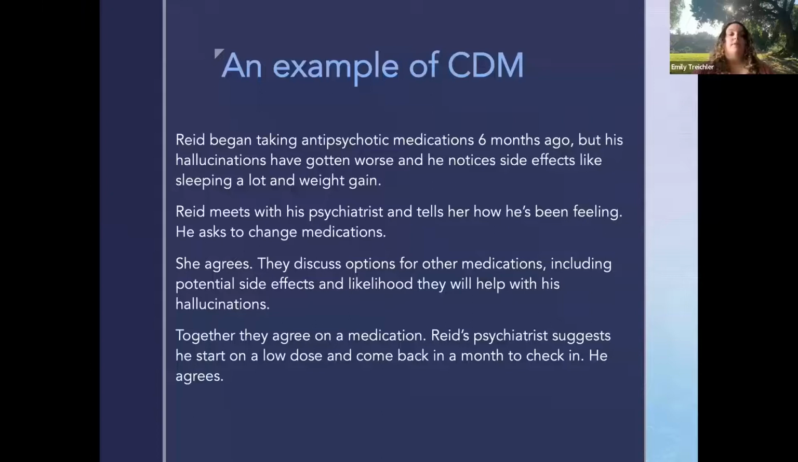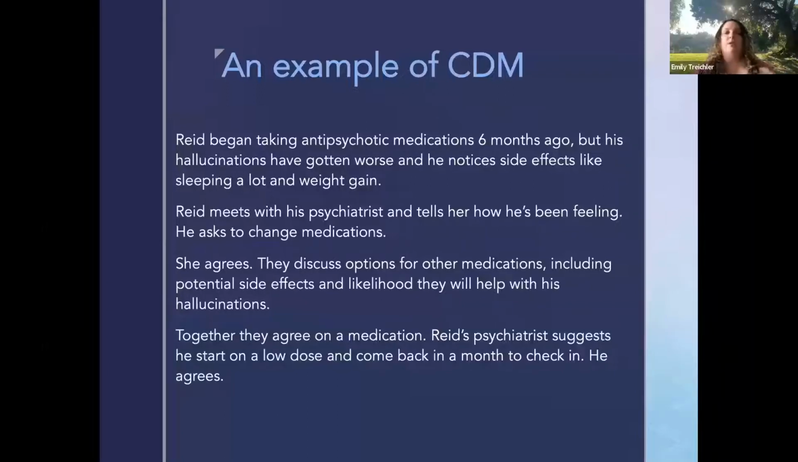So here's an example of collaborative decision-making. This one is pretty classic. I'll show you some slightly less classic ones next. So in this example, Reed has been taking antipsychotic medications for about 6 months, but actually his hallucinations have gotten worse, and he's noticing some side effects, sleeping a lot, weight gain. And so he meets with a psychiatrist and he tells her how he's been feeling, and he asks to change medications. She agrees, and they discuss options for other medications.